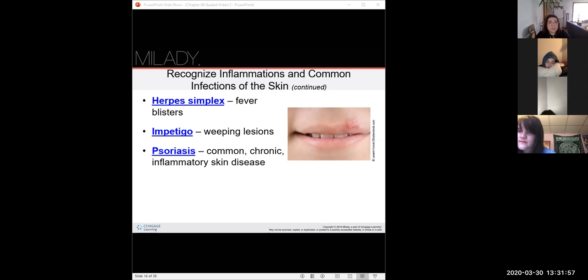And psoriasis is a common chronic inflammatory skin disease. It's very similar to eczema, except it's a little bit more elevated in the sense that it has these silvery white scales of skin that get shed and sloughed off regularly. And it's typically found all over the body: scalp, elbows, knees, chest, lower back. Psoriasis is not typically found on the face.